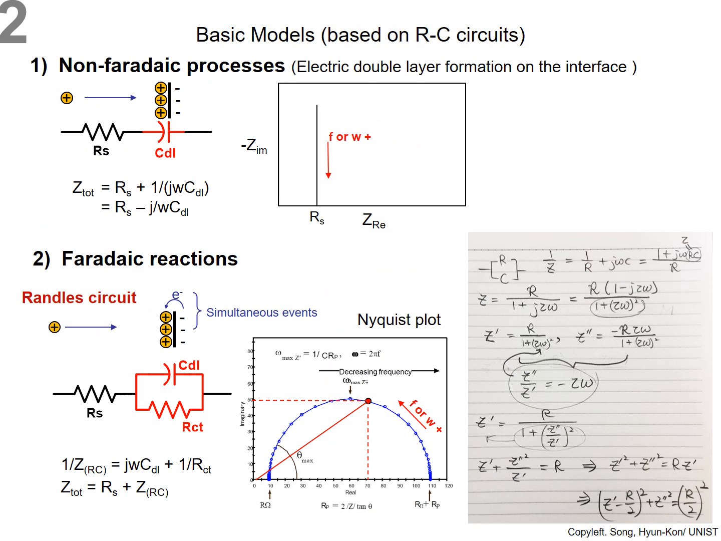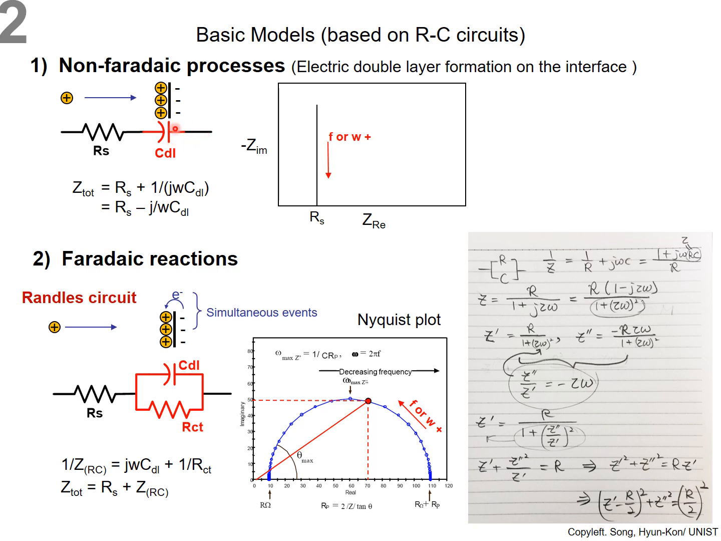Here are the basic models of electrochemical processes, which are based on ideal circuit elements like resistances and capacitances. The first one is non-faradaic process systems, that is to say, electric double layer formation on the surface of the electrode. This process can be described by the solution resistance plus double layer capacitance in series.